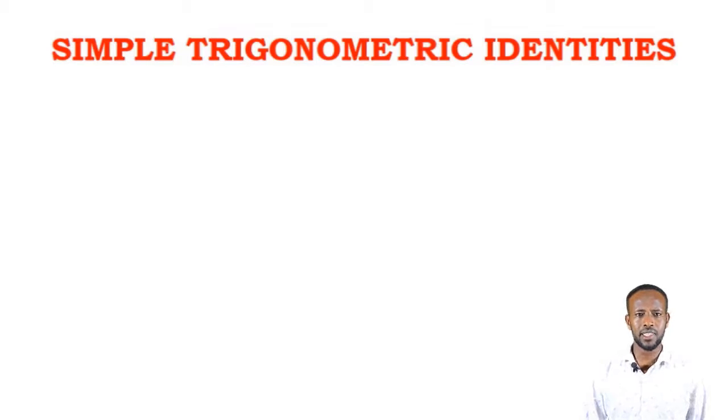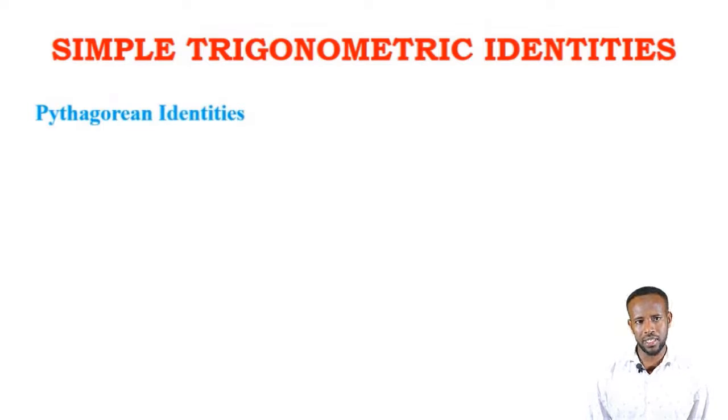When we say identities, these are things that will not change. They are formulas that we will use as a criteria or as a rule. We will use them. So the Pythagorean identities we will see first. This identity is obtained using the Pythagoras theorem.